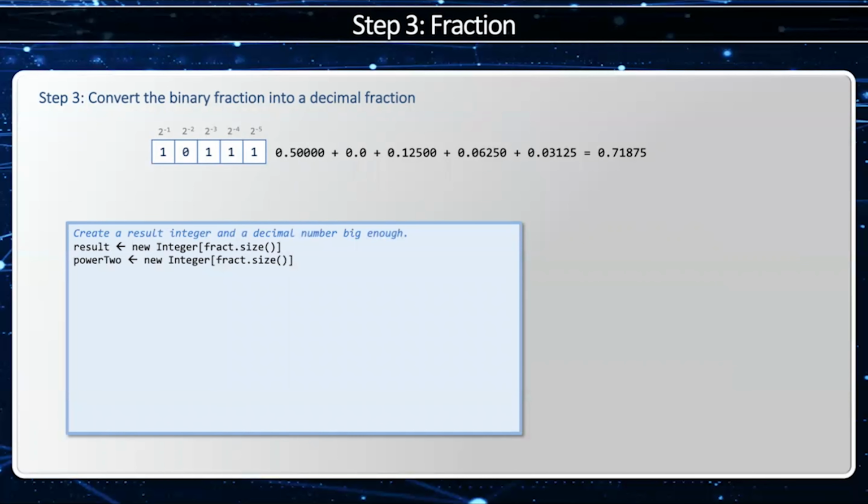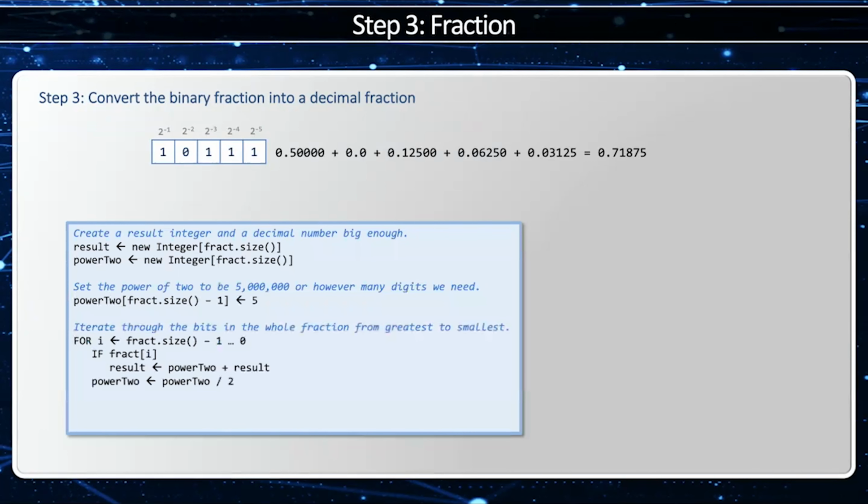I'm going to keep dividing by 2, divided by 2, divided by 2 with this and adding it on to my summation. Now, I'm going to start with my first power of 2, which is 0.5, okay? And then I'm going to go through and add that power of 2 to my result if I have a 1 in that location in the binary representation. And then I'm going to display the results.